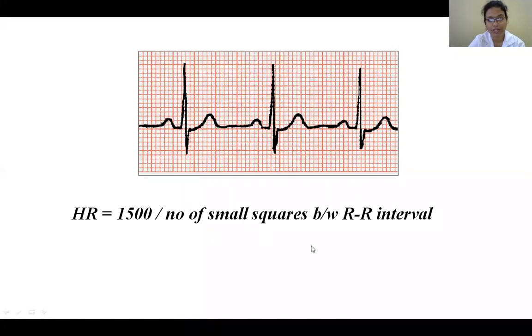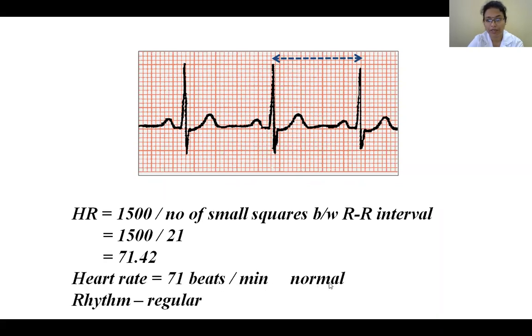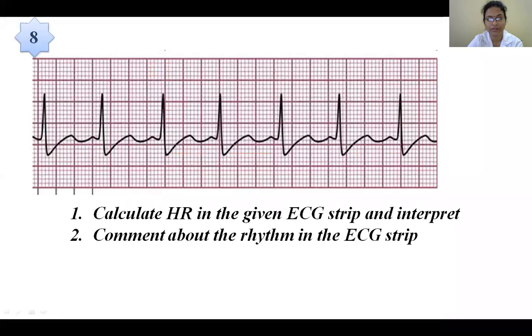Now coming to the heart rate. Here also we cannot apply the rule of 300 because it is not falling on thick lines. So if you calculate the heart rate over here, again start counting 1, 2, 3. So 15 and then here, it has come to 21. So 1500 divided by 21 is equal to 71.42. So you can take the heart rate as 71 beats per minute. Again, this is normal and the rhythm is regular.